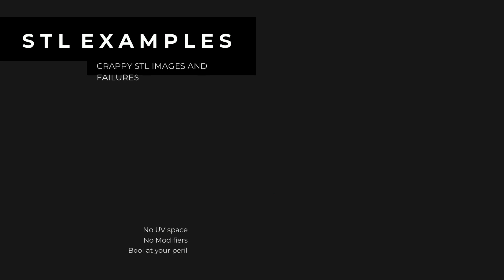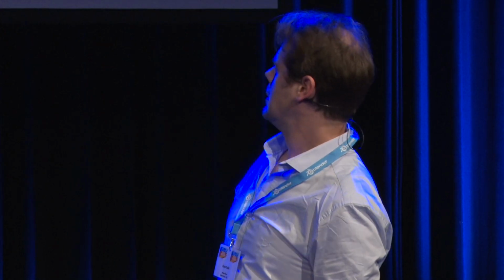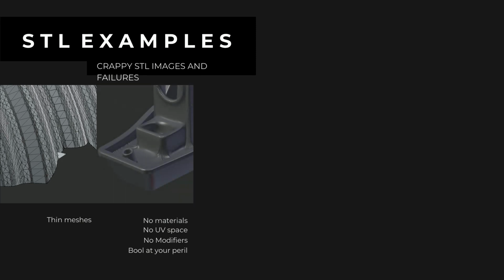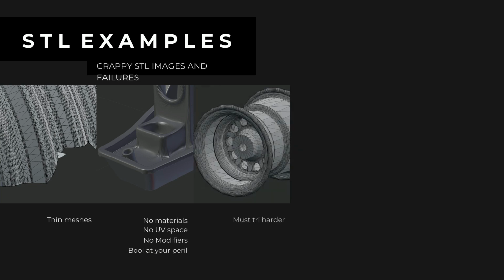So if we look at some STL examples, just a quick example. When we've got thin meshes, the points cross across, and we end up with artifacts. So that's always a tricky one. With no subdivision on the mesh, you obviously can't get that resolution. You can't apply materials to the object. You've got no UV space, so you can't apply textures or anything else like that. And obviously modifiers and everything breaks down with those tri-meshes. And Booleans at your peril with a lot of it.